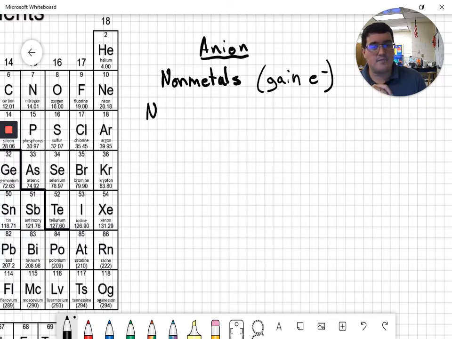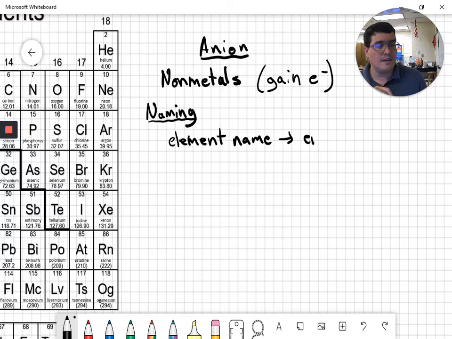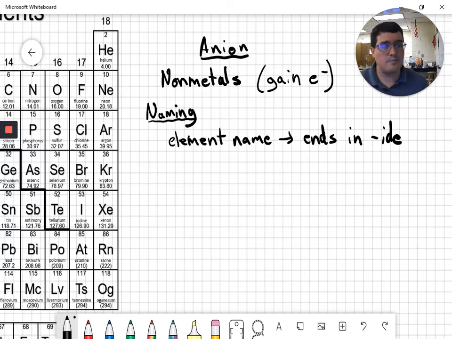Naming anions is very easy. You have heard some of these before. To name an anion, we take the element name and we change it so that it ends in IDE. So the only trick here is seeing the pattern by which we change these element names to make them end in IDE.